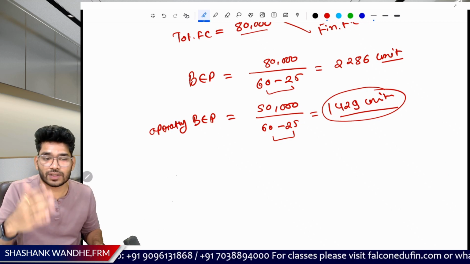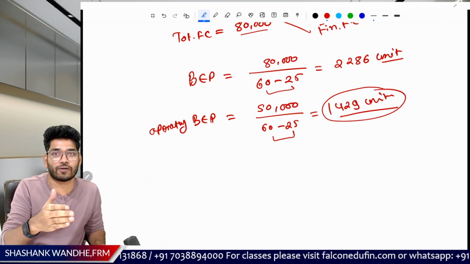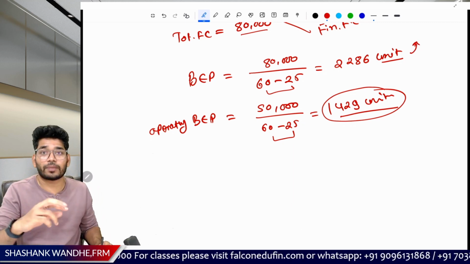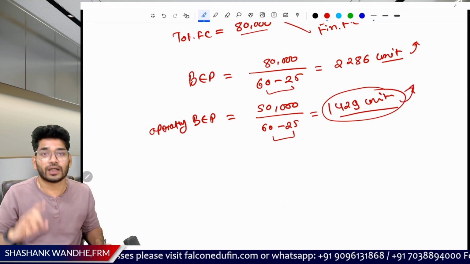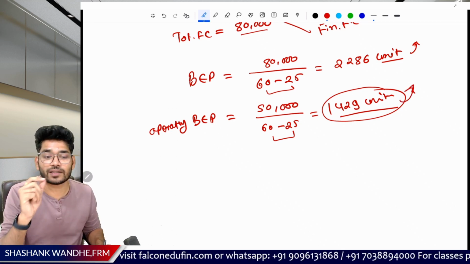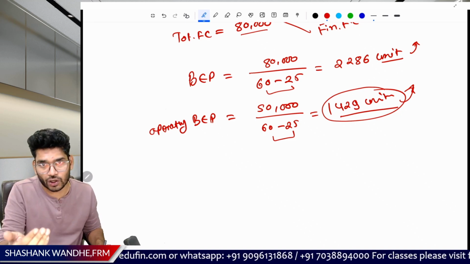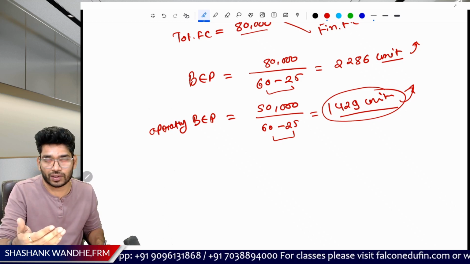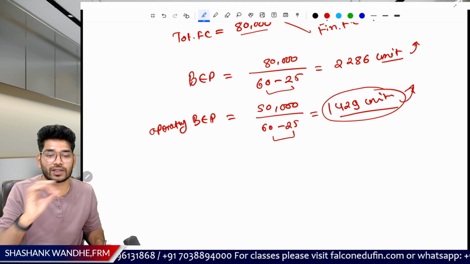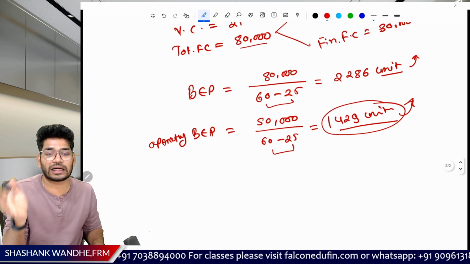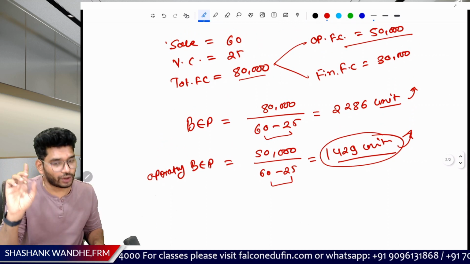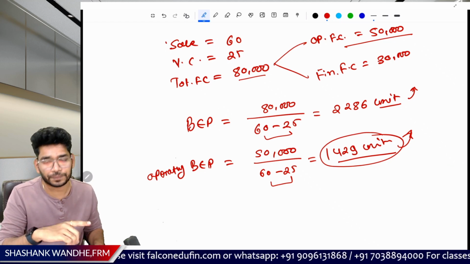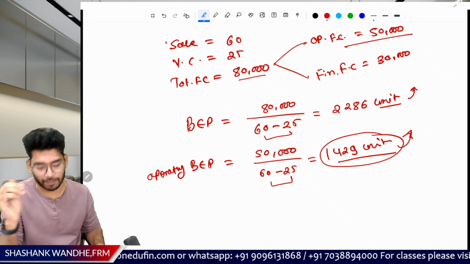And if you are able to sell 2,286 units of your goods, then you will be able to cover all the fixed cost. And after this point, you will be able to generate profits. After this point, it is not necessary that you will be able to generate profits, because it depends. Like if you have the fixed financing cost, then you won't be able to generate profit. You have to sell something extra. But if you don't have any financing cost, so there is zero financing cost, this means the total fixed cost is equal to operating fixed cost. If this is the case, then you will be able to generate profit.